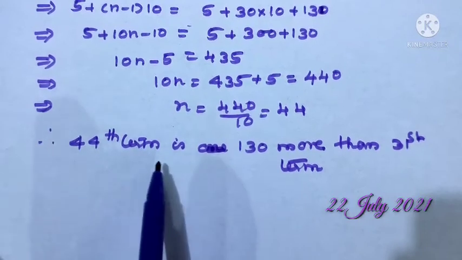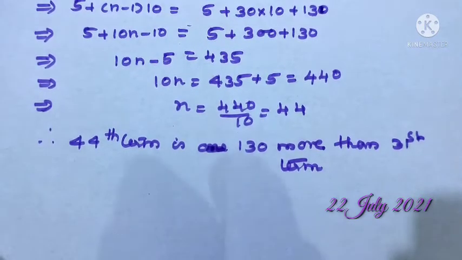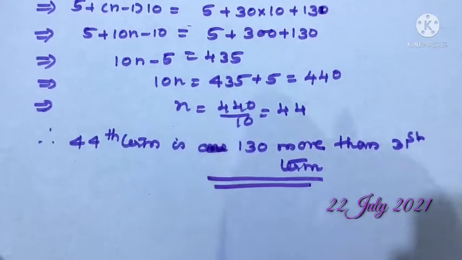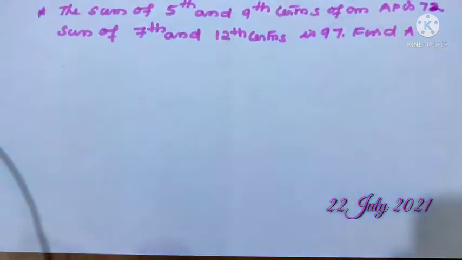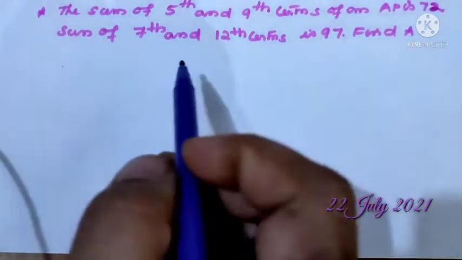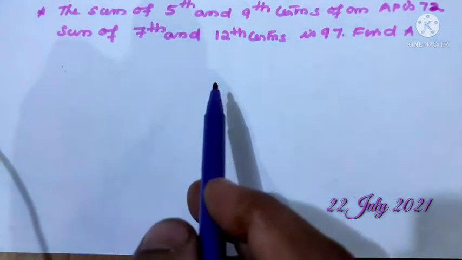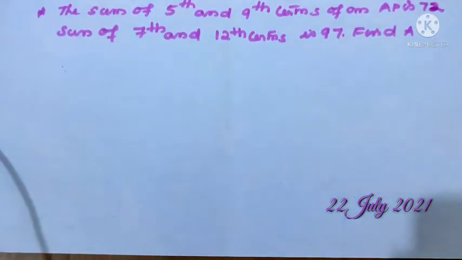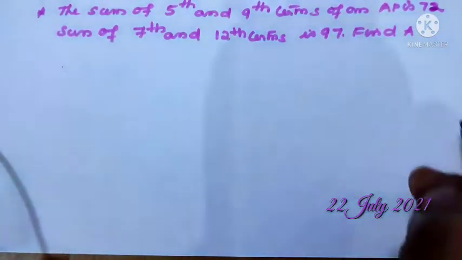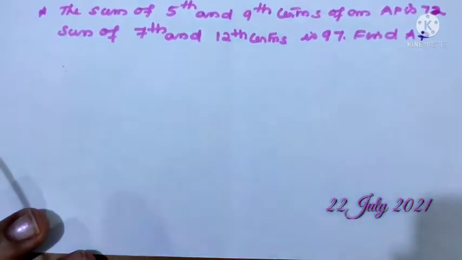So 44th term is 130 more than 31st term. That is the answer. The sum of 5th and 9th term of an AP is 72. Sum of 7th and 12th terms is 97. Find AP. AP is the question. So here AP should be written, AP only.